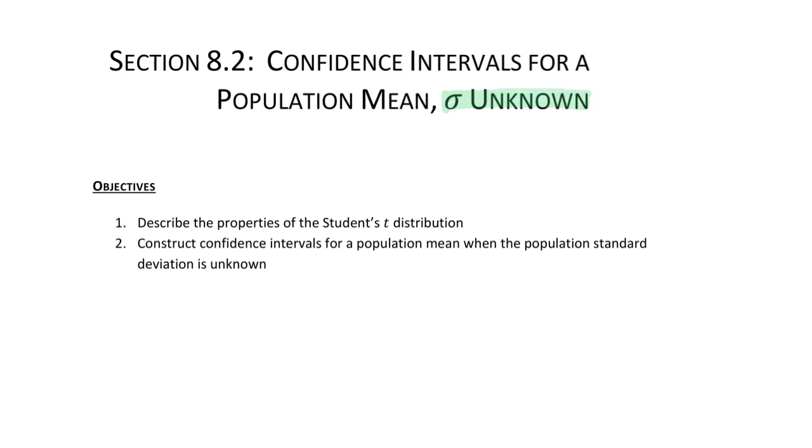In previous section 8.1, we learned how to construct a confidence interval for a mean of a normal population when the population standard deviation is known. Here in this section, it is unknown. So it has two objectives: describe the properties of the Student t distribution, and how to construct a confidence interval for the population mean when the population standard deviation is unknown.